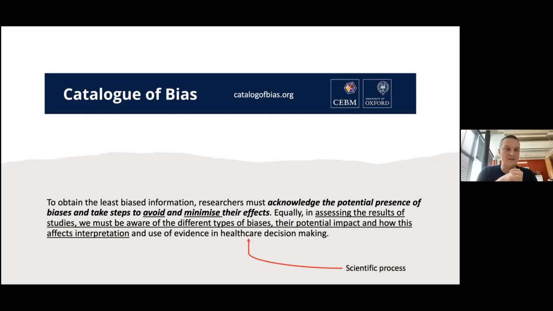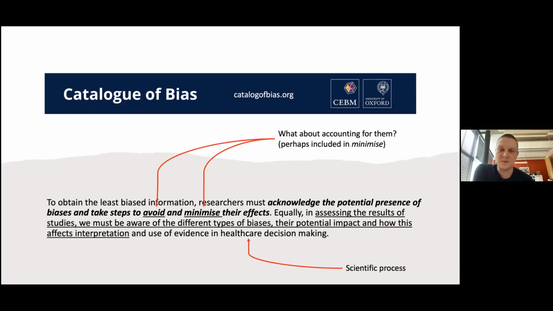So I'd say this, I think they could just remove healthcare and put scientific process, because bias can be introduced not only in healthcare. But what I react mostly at is these two words, avoid and minimize. So I'm a little bit surprised that they don't have accounting for them. Why do we only have to avoid them and try to minimize their effect? Why can't we actually include them in our analysis and account for them? So that is going to be the later part of this talk: can we actually account for them if we know what their magnitude are? So I think this definition is good, but there's something missing.